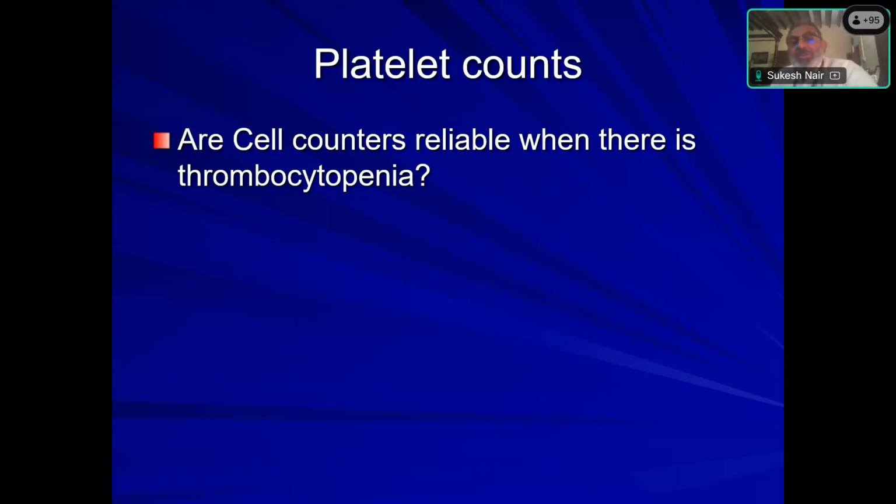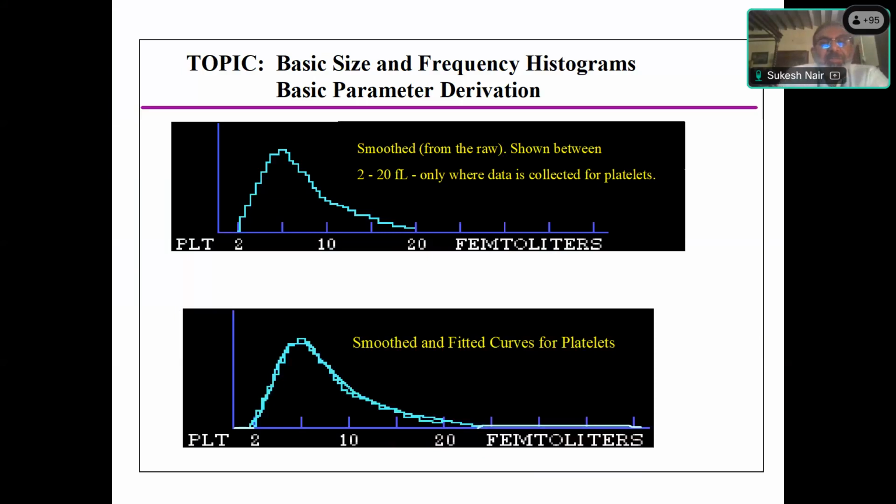So the issue is, is our cell count reliable when there is thrombocytopenia? You must realize that with cell counters, the impedance-based platelet count basically looks at the events in the red cell chamber, but any events less than 30 to 25 femtoliters are considered platelets. And you can see that it creates a histogram based on the data collected from the cell counter.